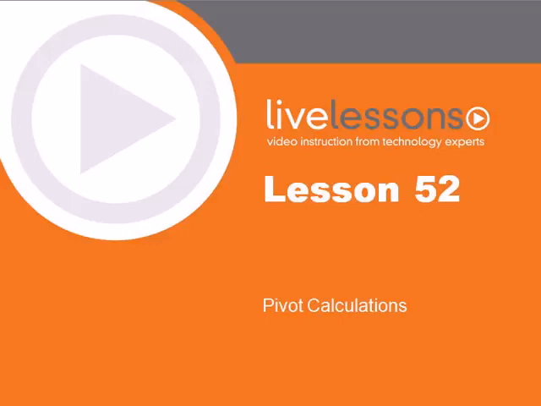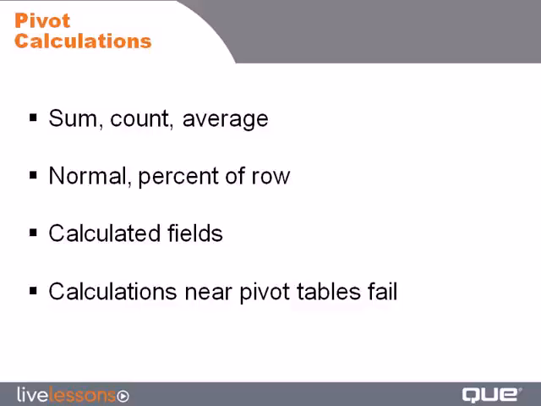Lesson 52, Pivot Calculations. In this lesson, we'll take a look at how to change the sum function to sum, count, average, how to show the calculations as normal, or percentage of row, or percentage of column, how to create a calculated field, and why calculations near pivot tables generally fail.